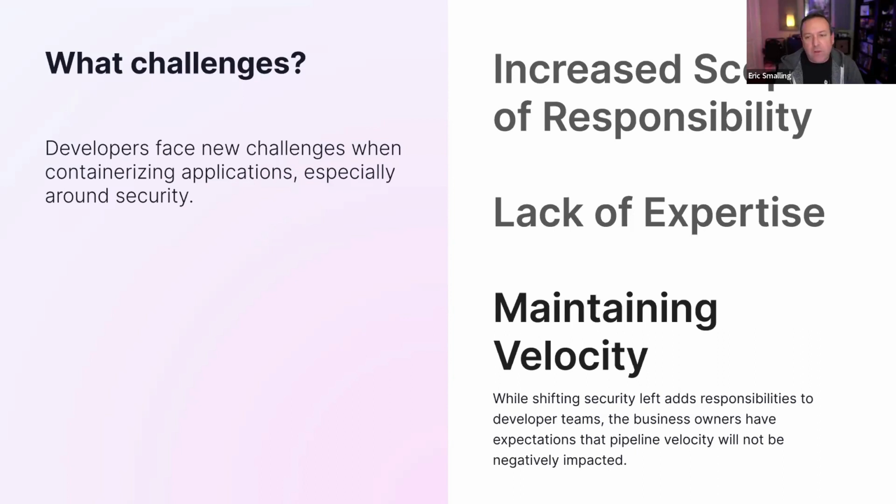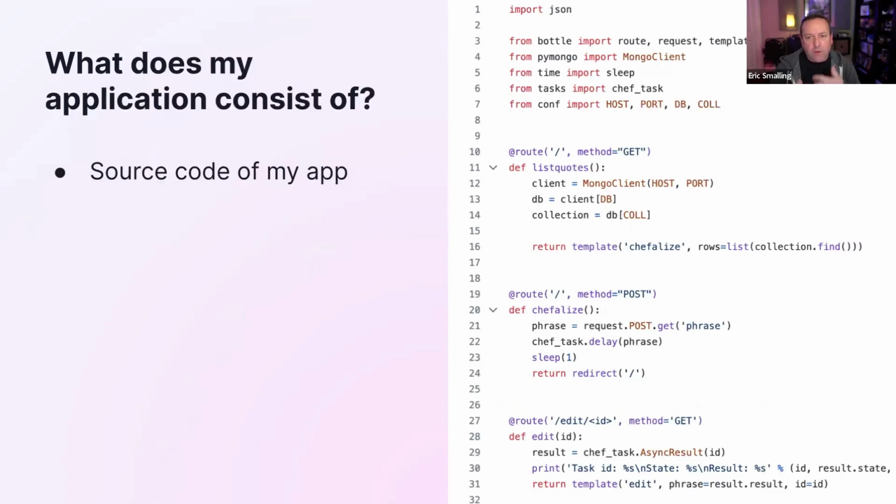And the business is not going to be interested in slowing down velocity because you want to try some new security tooling or some new security practice. So those are the kind of things we're going to try to get into here. So as we get forward, let's narrow down the scope of what we're going to discuss.